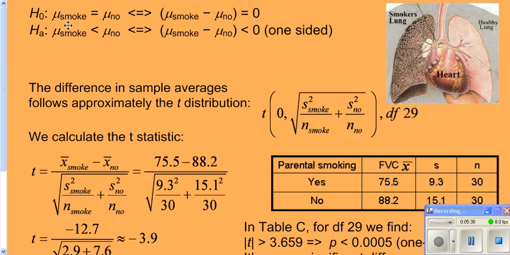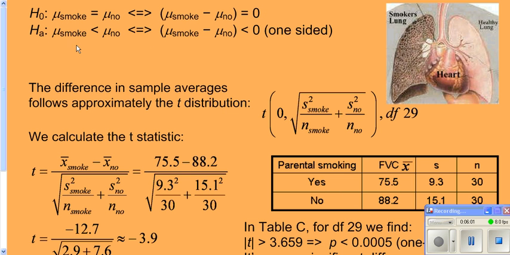So our null hypothesis is going to be assuming that there is no difference, so the difference between the two is zero, or that they are equal. Whichever way you write it does not make a difference. And this is the mean of the smokers is equal to the mean of the non-smokers, or you could say it's equal to zero.